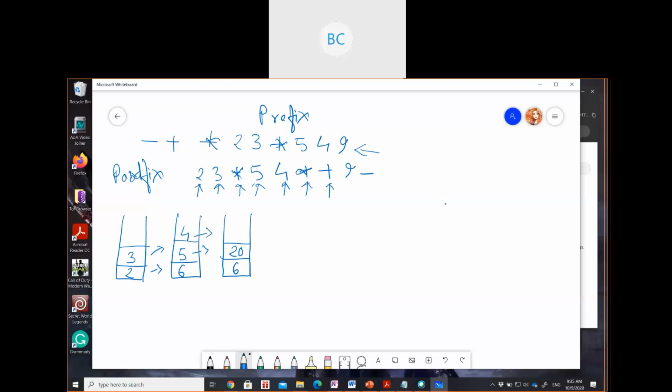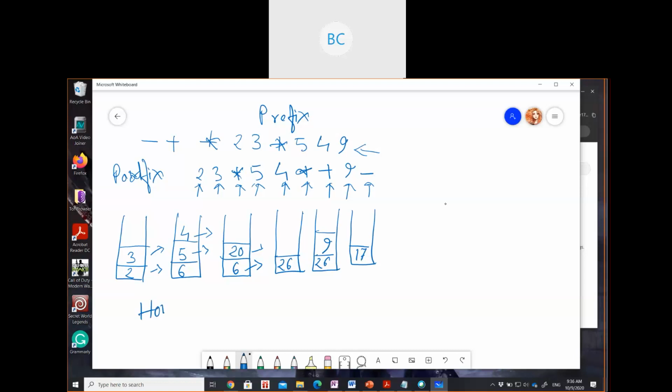Next, we scan again and we get a plus. So again, we will do the same thing. We will pop this 20 and 6 and perform the operation, 20 plus 6 is 26. Put it inside the stack. Next is again a number, so we will simply push it onto our stack. Correct? Then next we go here. It's an operator. So we'll perform this operator. 26 minus 9, what? It's 17. So the result will go inside the stack again. Correct?